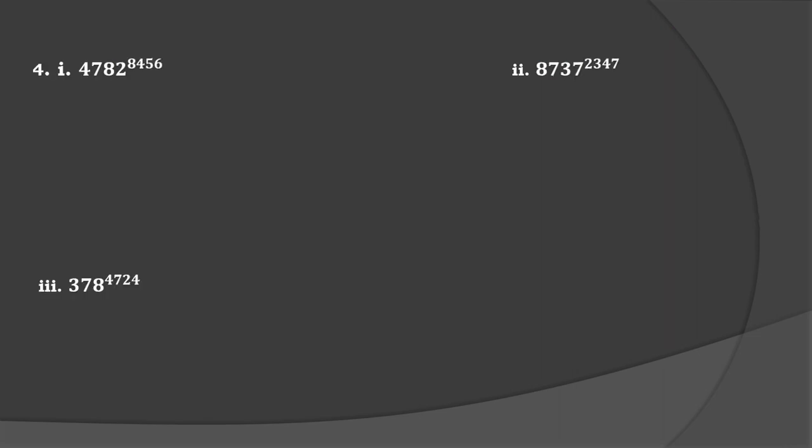So now look at question number 441. All of you look at it and try to solve it here. What is the unit digit in the base 2, right? 4782 power 8456, what is the unit digit?